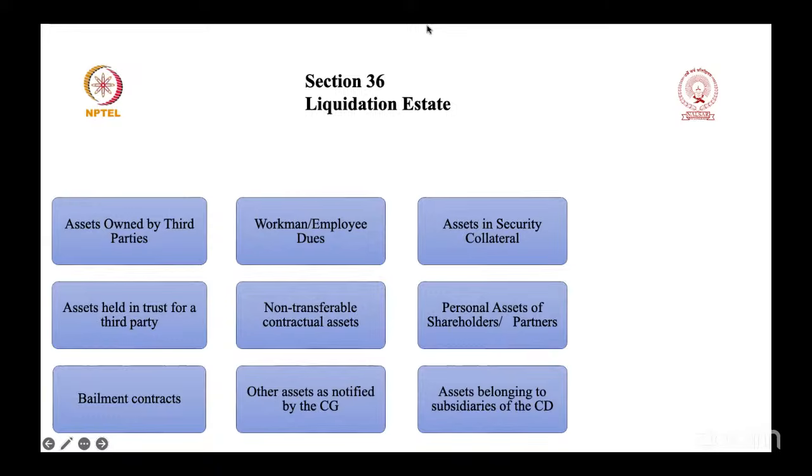Let's come to 47. The application for undervalued transactions is always made by creditors, and NCLT will pass an appropriate order.